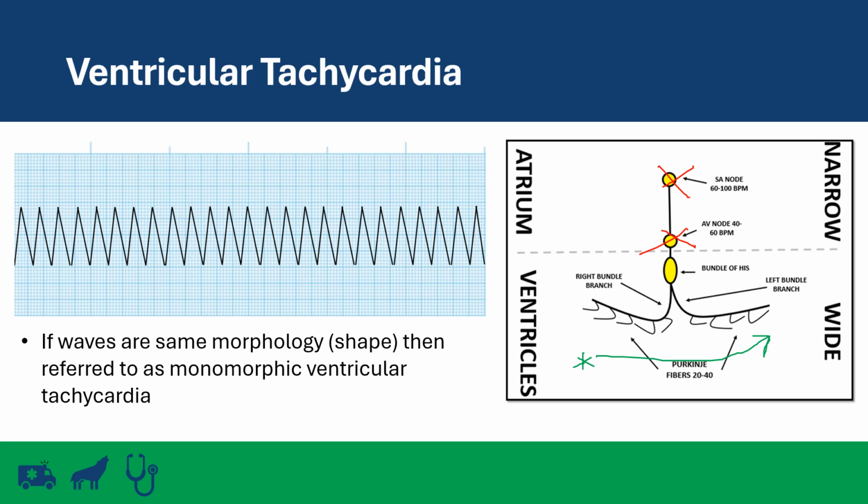We don't have any identifiable P waves because there are no impulses coming from the SA node, and the QRS is wide because it's coming from within the ventricles where the conduction system or the wiring is not as efficient. Additionally, we can see that all of these QRS complexes are the same shape. This is considered the same morphology. We call this monomorphic VTAC, as all of the shapes of the QRSs are the same.